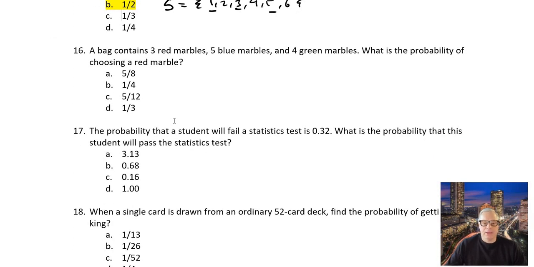A bag contains 3 red marbles, 5 blue, and 4 green. What's the probability of choosing a red marble? So there are 3 in there, and there are a total of 3, 8, 12. So that's divided by 3, 1 over 4.